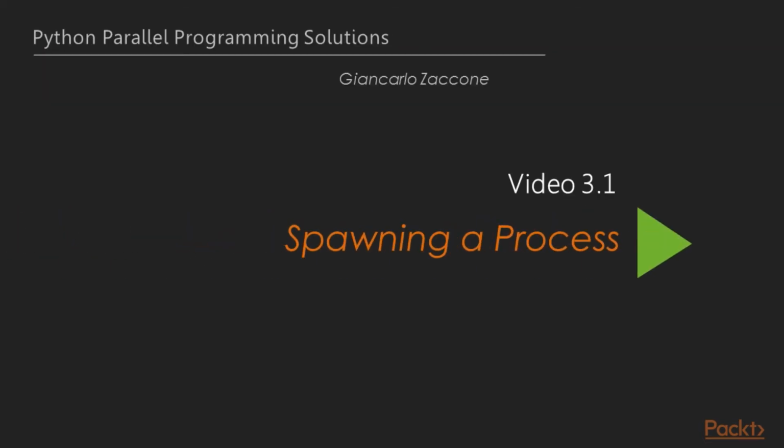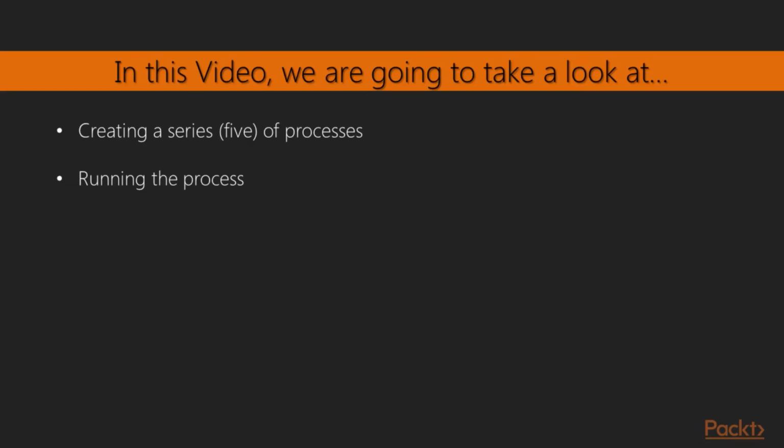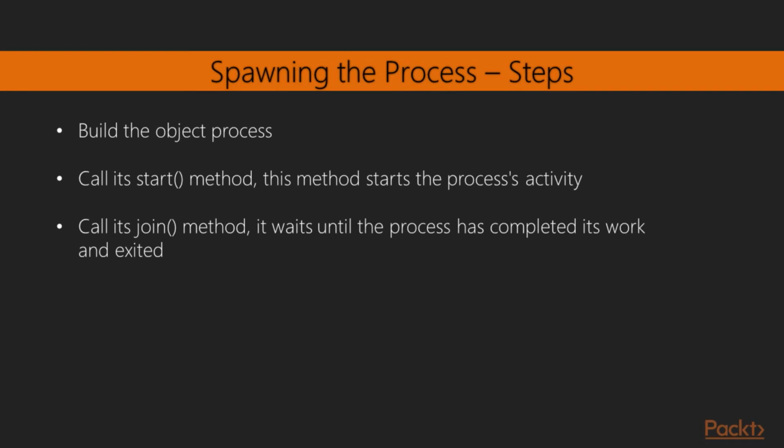Let's begin with the first video of this section, spawning a process. In this video, we'll create a series, 5, of processes and then run it. The term spawn means the creation of a process by a parent process. The parent process can, of course, continue its execution asynchronously or wait until the child process ends its execution.